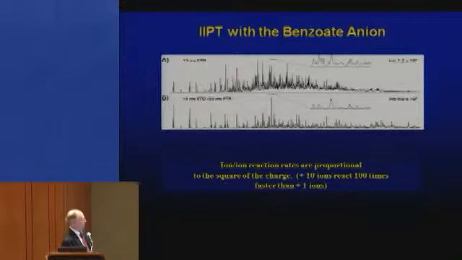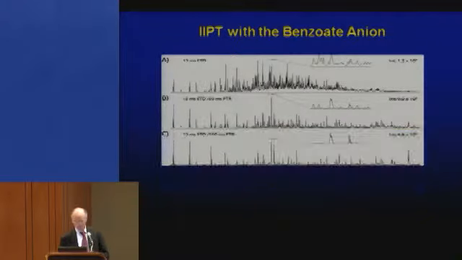And you can control this reaction because the rate of the ion-ion reaction in the gas phase goes as the square of the charge. So, for example, if you have a +10 ion, it's going to react 100 times faster than a +1 ion. So if I have a long reaction time, I'll destroy all the charges and go down to +1 and 2. If I do short reaction times, I'll save the multiply charged states, and I can let them grow into the spectrum and easily interpret it.